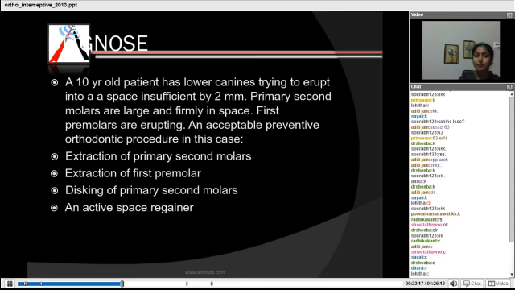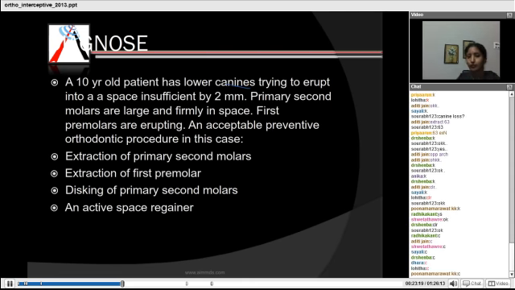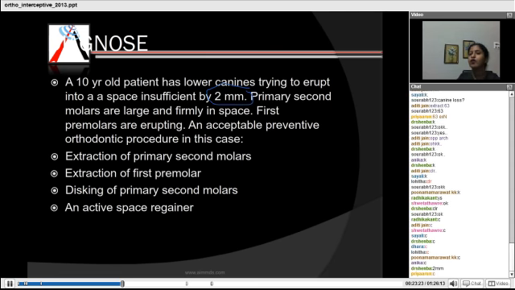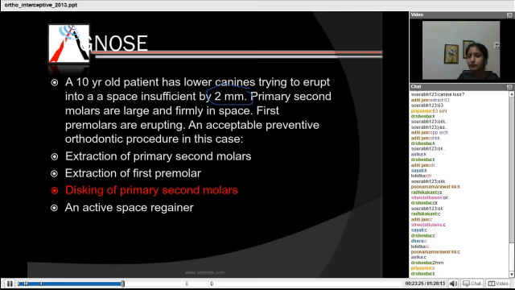Yes, because your space loss is very less, it's just 2 mm. You should not go for serial extractions here. It is better that you go for a better method like disking of primary second molars. Clear? Now you are getting how to diagnose at least this much. Interceptive orthodontics, serial extractions.